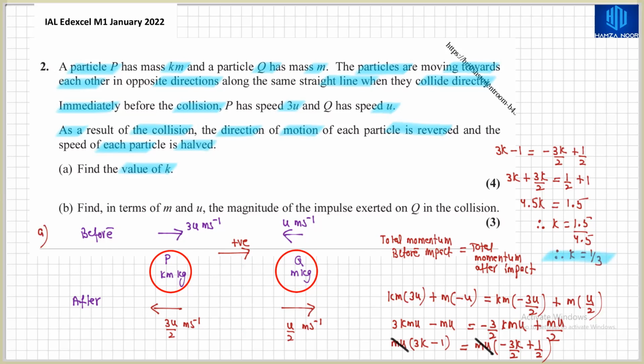All right, then we have part B. Part B says find, in terms of m and u, the magnitude of the impulse exerted on Q in the collision. I'm going to erase the working of part A.